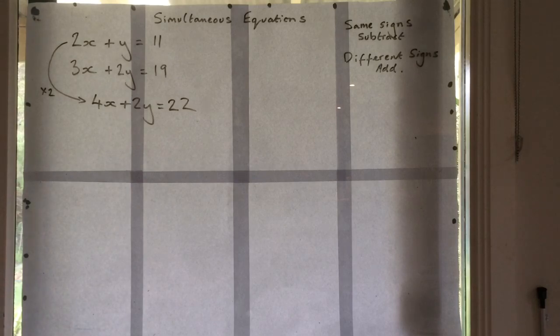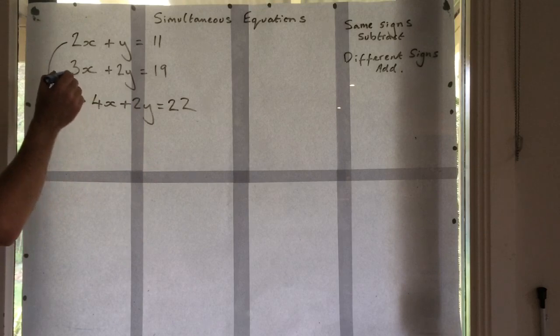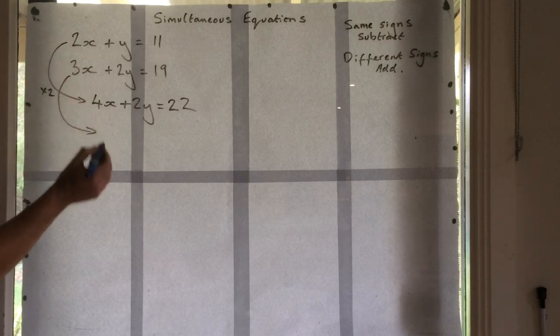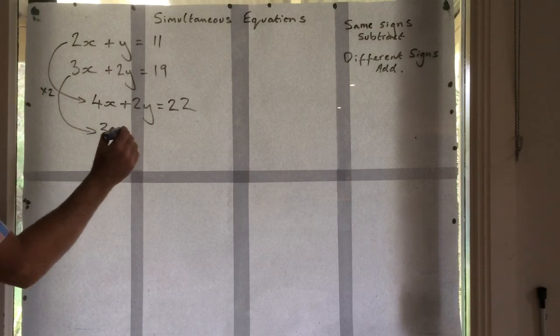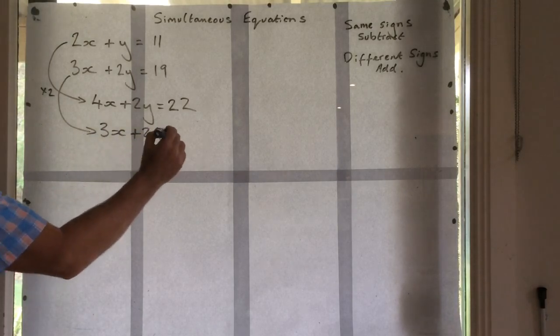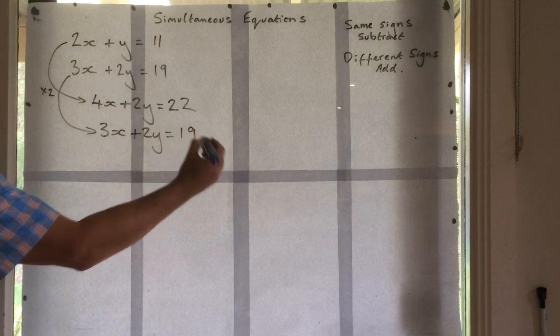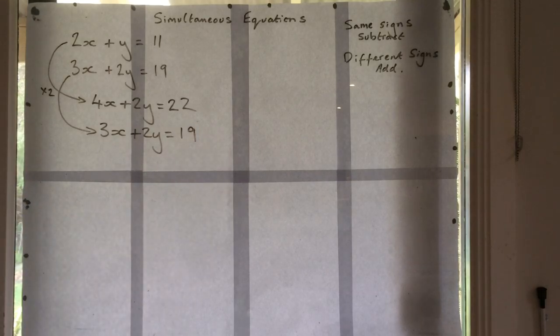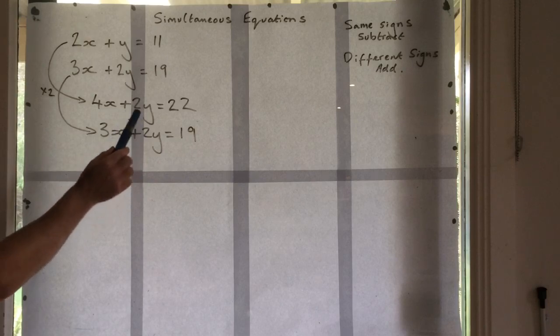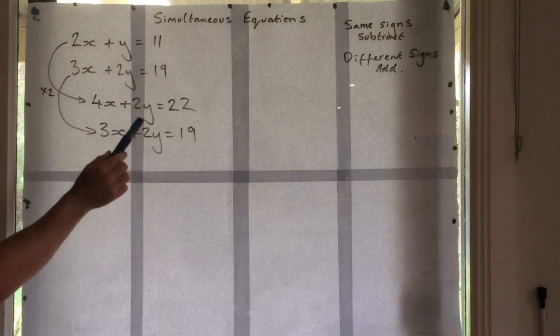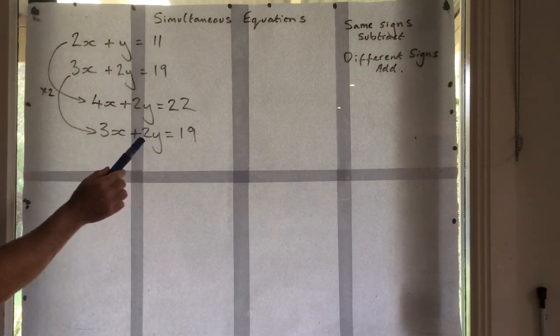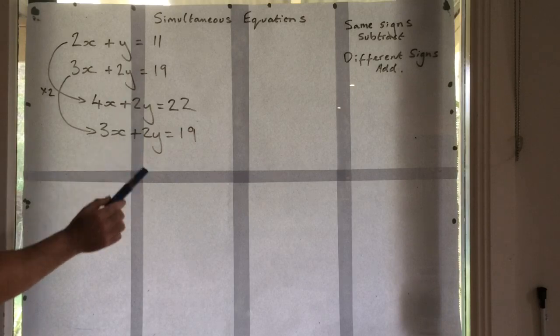Okay, now this equation has got 2y in it, and this has got 2y in it. So now I'm just going to bring this equation down as before. I'm just going to leave it alone. I'm just going to call it 3x plus 2y equals 19. Okay, and now you can see the two y's are the same sign. They both have a coefficient of positive 2. So here, the two y's are the same, and they're both the same sign.